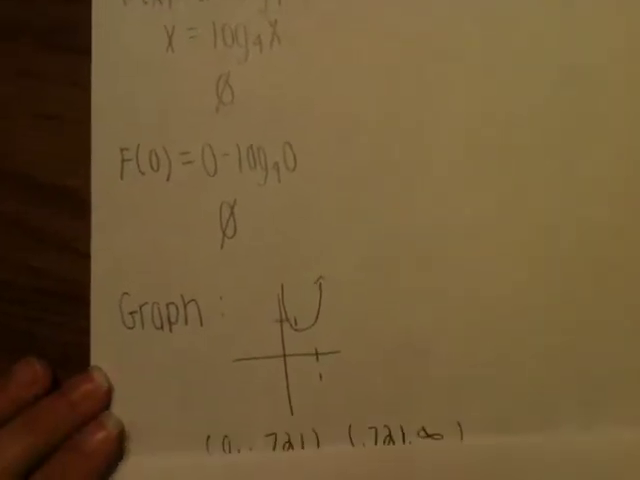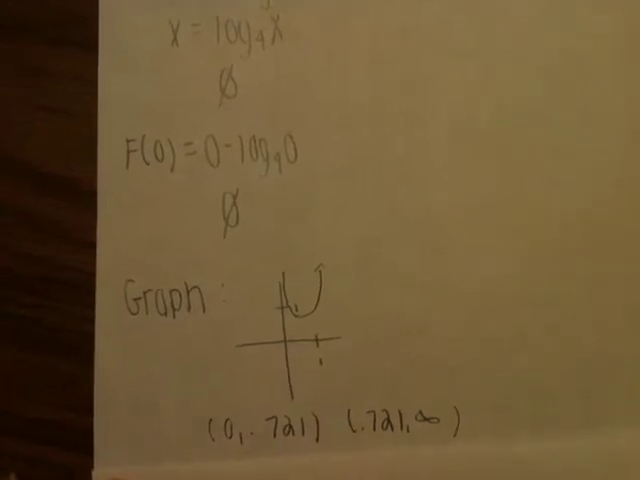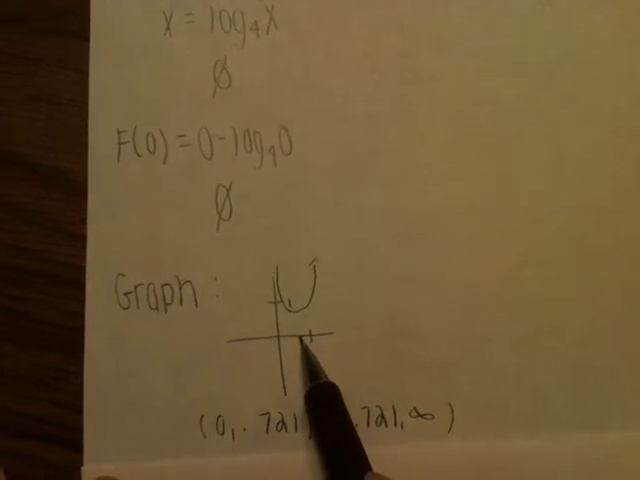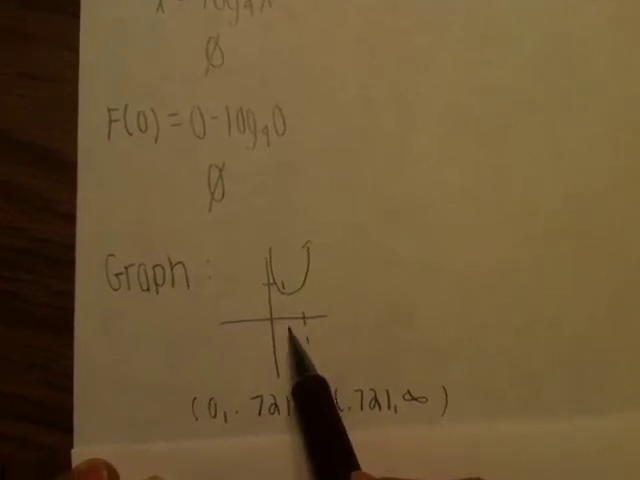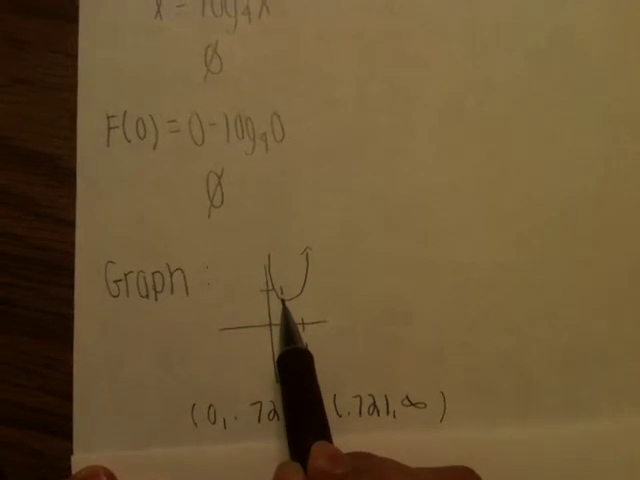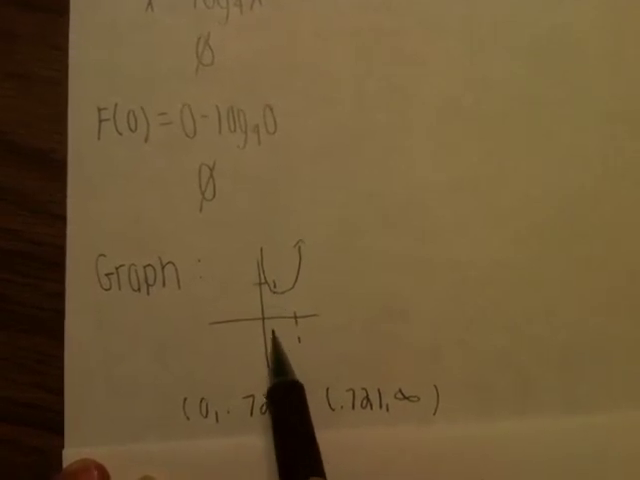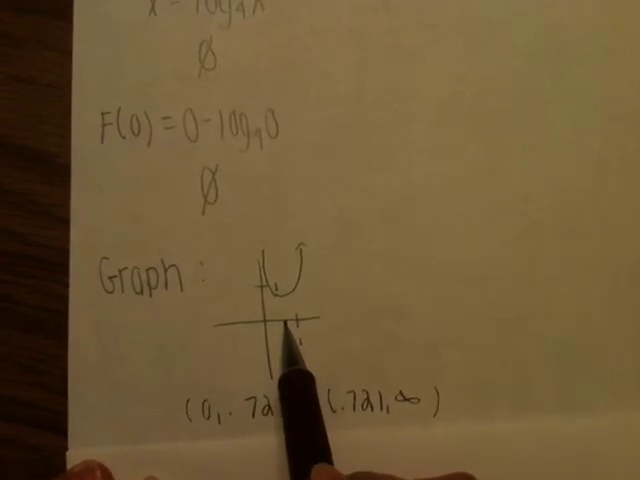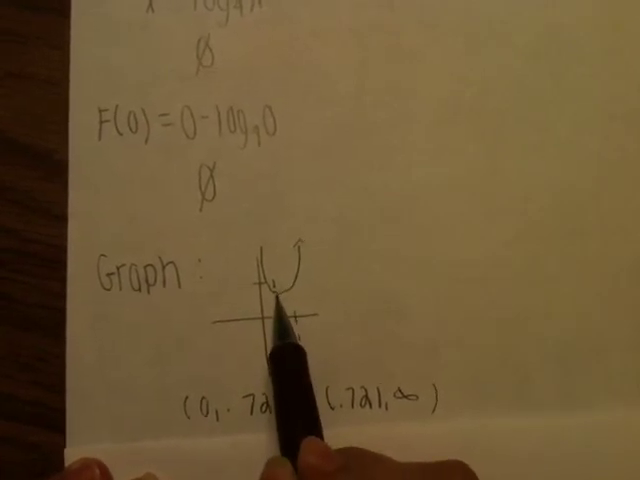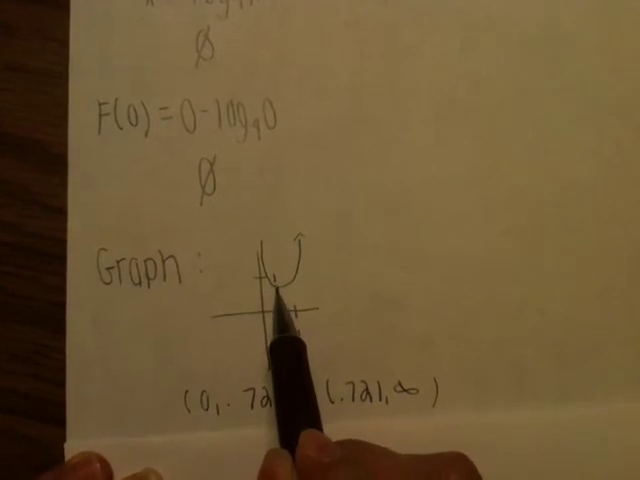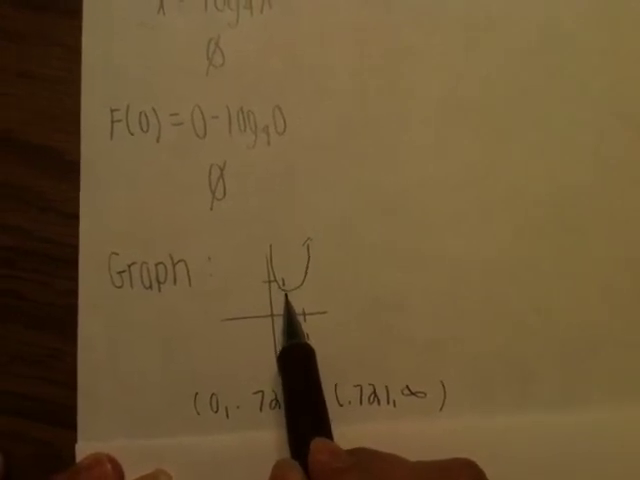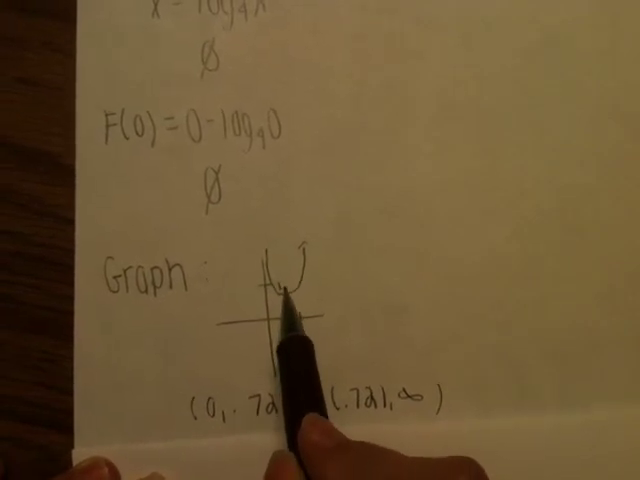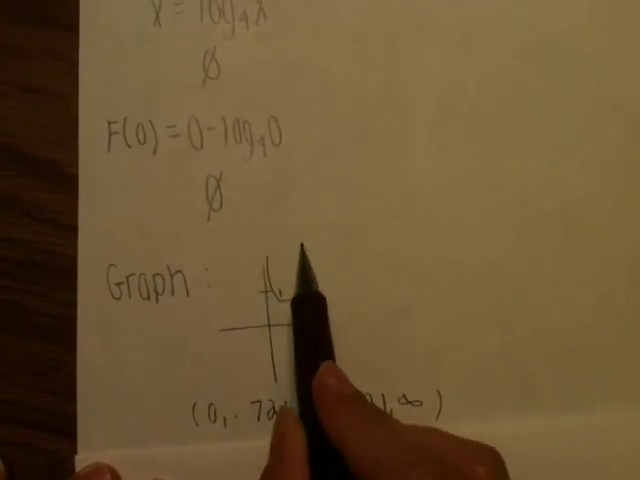To finally graph this problem, all you need to know is to place what your x value was, which was 0.721, and your y value, which was 0.96. So you go over on the x-axis to 0.721 and go up to 0.96. And that will be where your dot is. Since there is no x and y intercepts, this graph will be this U shape.